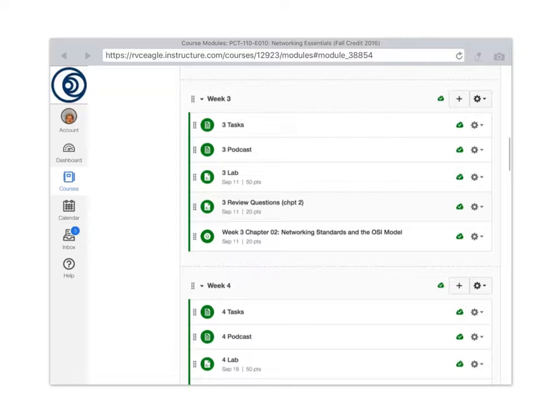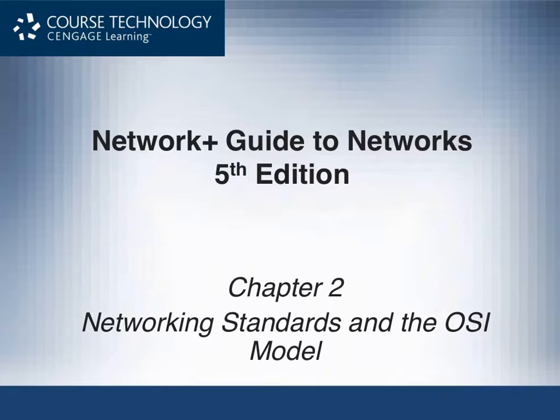And Chapter 2 quiz, 20 points. It's going to be 10 questions, multiple choice. You can take it up to 3 times, highest score out of 3. Questions on homework? All right, so we're going to talk about network standards, the OSI model tonight.